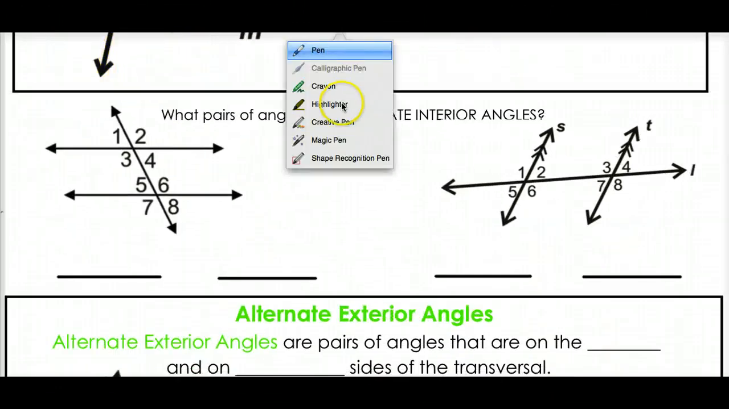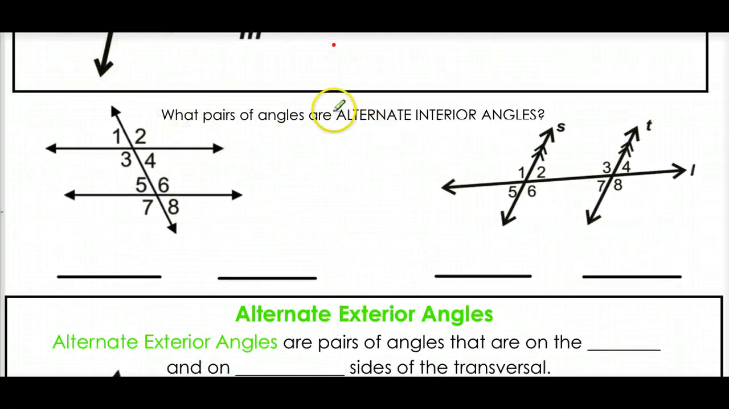All right, so let's do some practice on this. We want to find what pairs are alternate interior angles in these two figures. Now in this one we have 1, 2, 3, 4, 5, 6, 7, 8. These are all angles. Well, if we're talking about alternate interior angles, let's first identify the transversal, which is going through right here. And then let's identify the interior.